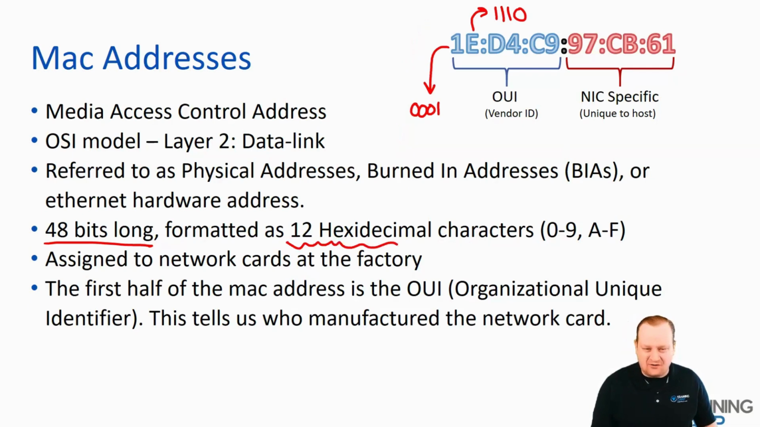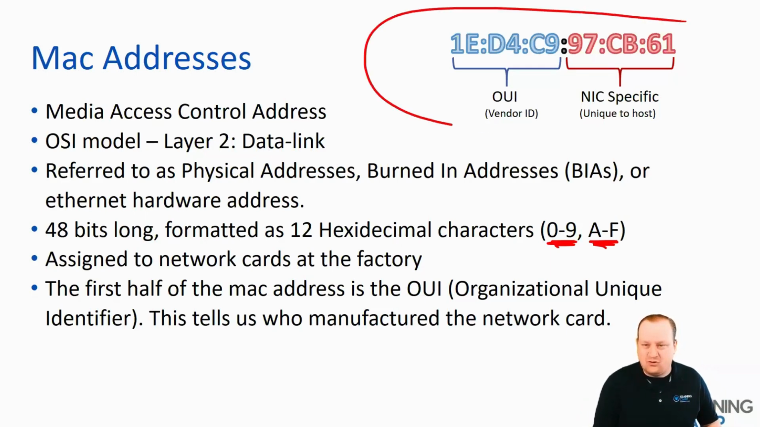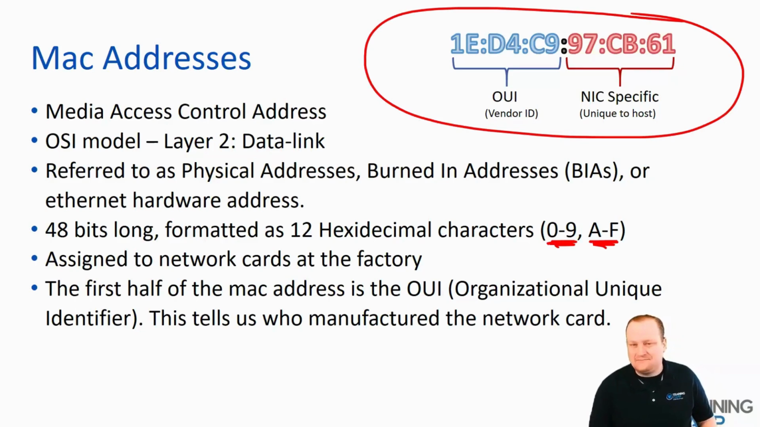12 hex characters. Let's see here: 12 times 4, because each one's 4 bits. Well, that's 48. And here you have a 48-bit address, where the hex characters can be anything from 0 to 9, or A through F, where A is effectively 10, B is 11, and so forth. And you get an address that looks like this.